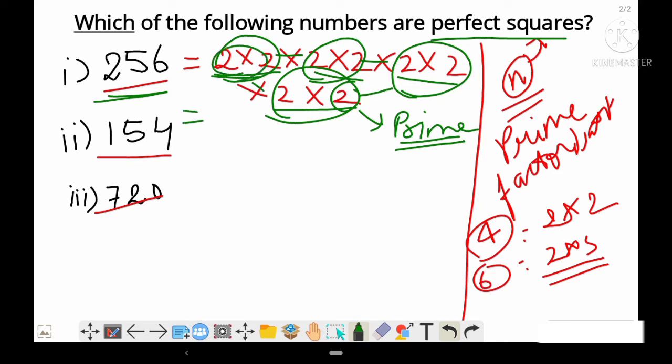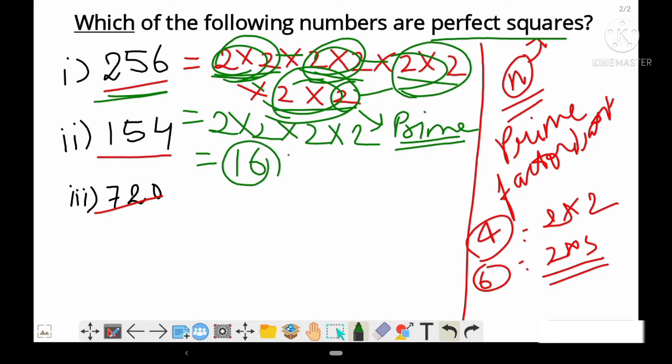So take one from each pair. 2 into 2 into 2 into 2, that is 16. So 16 is what? It is the root of 256. So we write 16 squared, isn't it? We have already studied why it is 16 squared, because 16 into 16 will give you 256, because it is the area of the square which has one side of 16 centimeters. Did you get it? Yes, thank you.